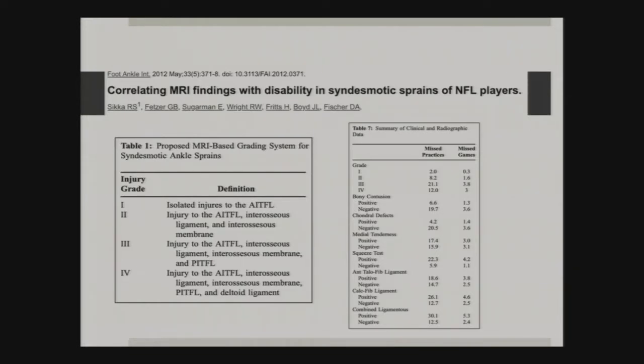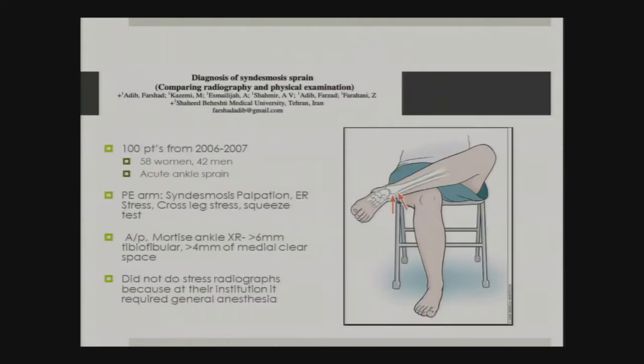Notice the table on the right shows a lot of the concomitant injuries that they had, bony contusions and chondral defects being included. Medial tenderness was also included in this, and you can see the amount of time missed. The average missed games obviously got more as the grade got higher, but they quoted around 20 days as the number of missed practices that they normally, on average, found.